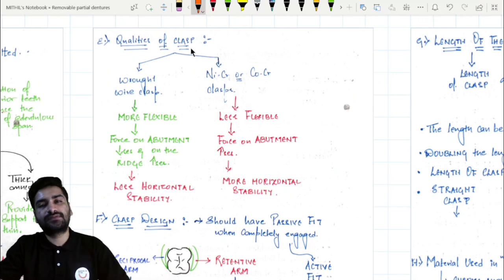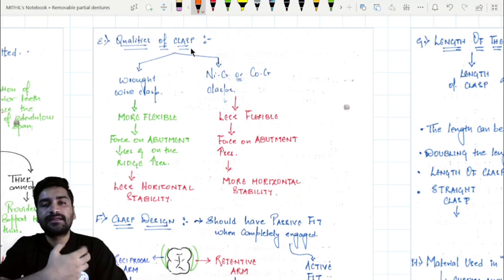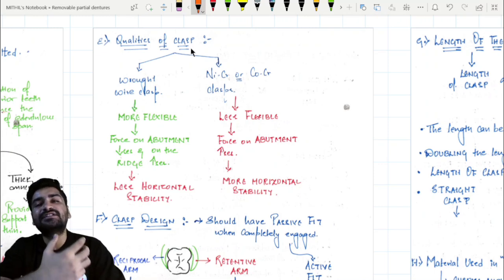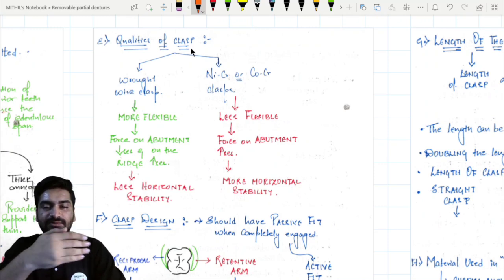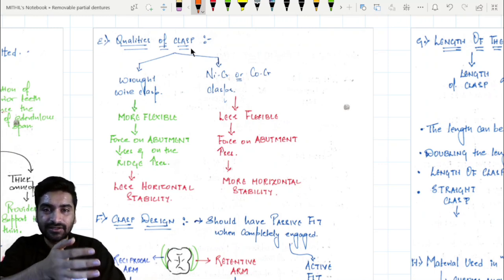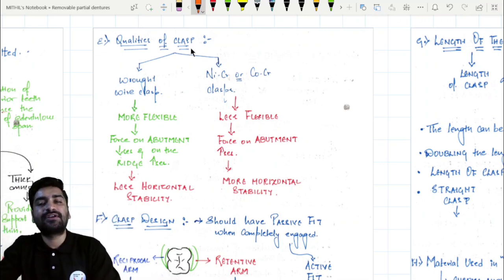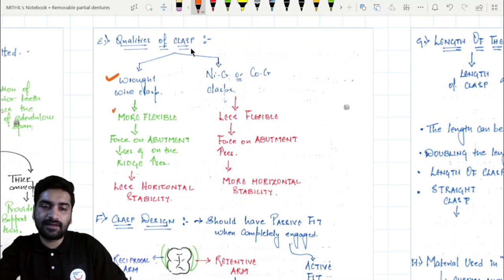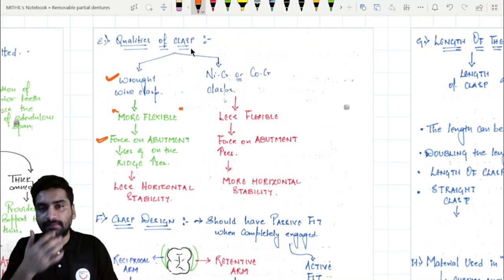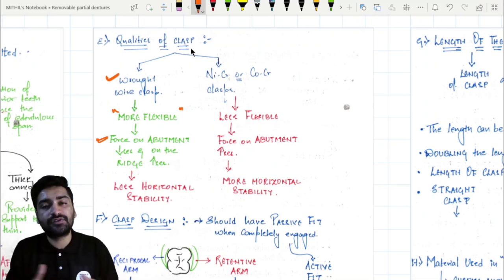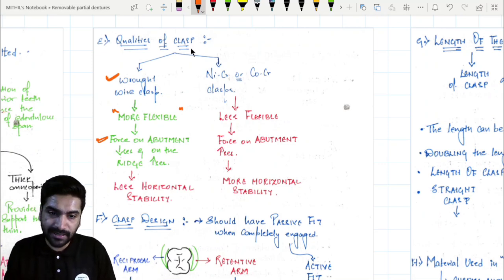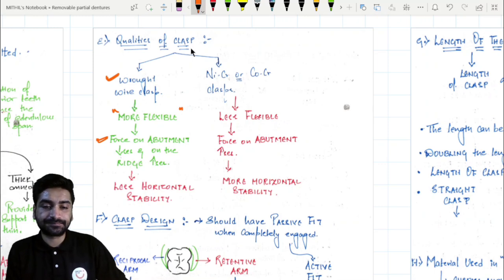Then the qualities of the clasp. Now see, clasp quality varies based on the material which you are using, right? Every material has its own flexibility. The clasp should be flexible to an extent so that it wraps around the teeth and locks over there. If I talk about a wrought wire clasp, it is more flexible, and as it is more flexible, a lesser amount of force will be directed on the abutment teeth.